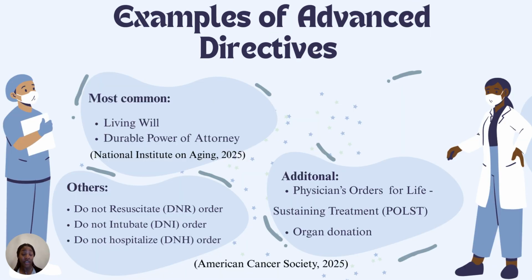Examples of advanced directives. The most common types are a living will and a durable power of attorney. Other types include a do not resuscitate, a do not intubate, and a do not hospitalize. Additional advanced directives include physician orders for life sustaining treatment and organ donation.